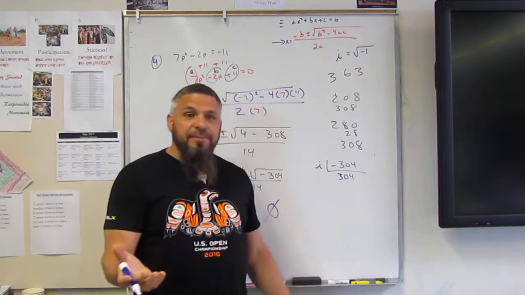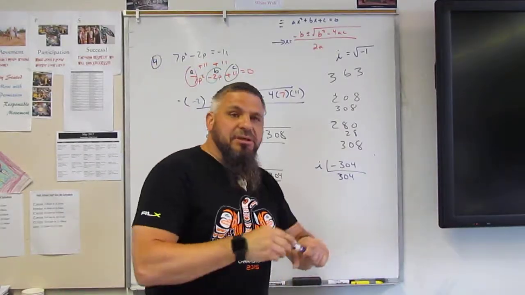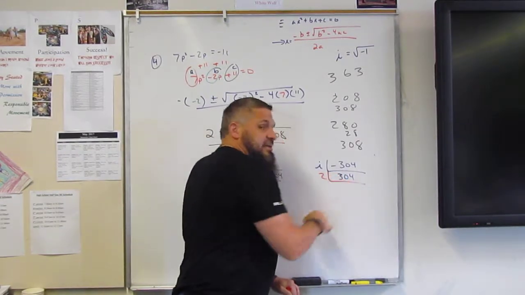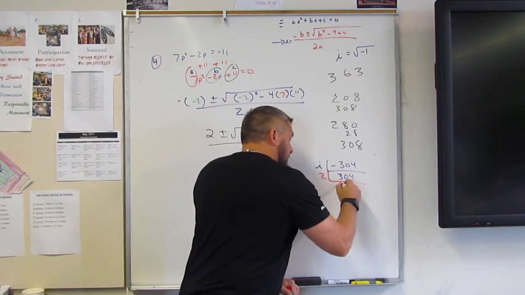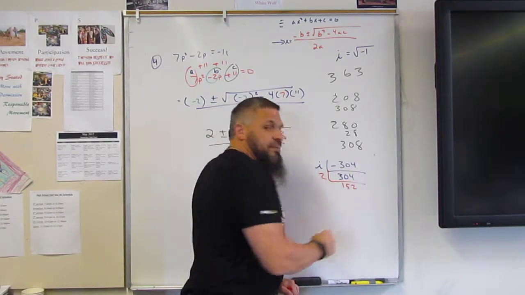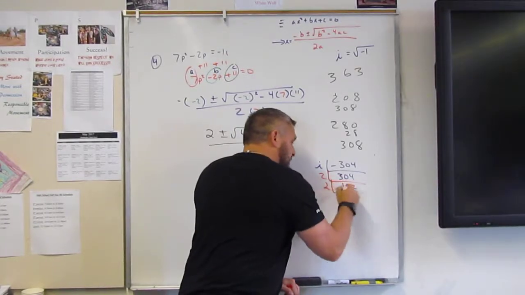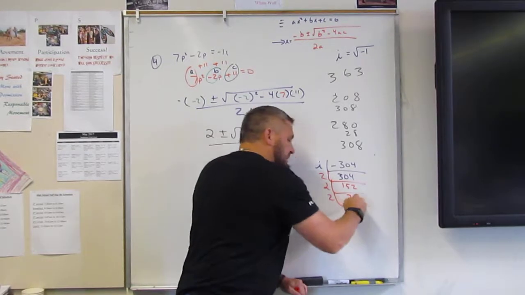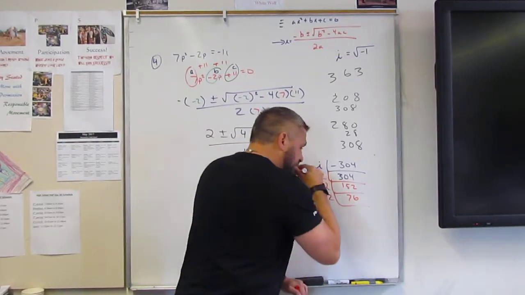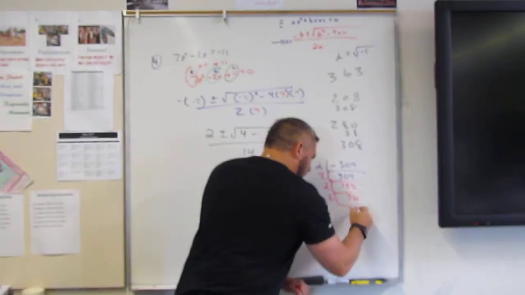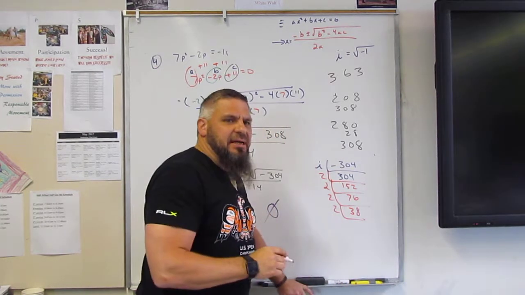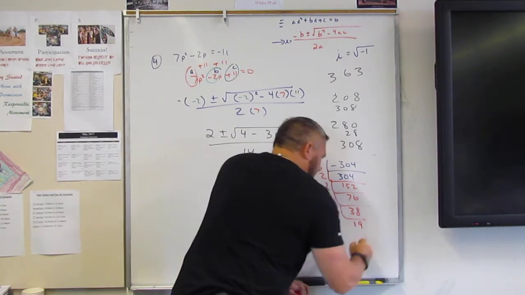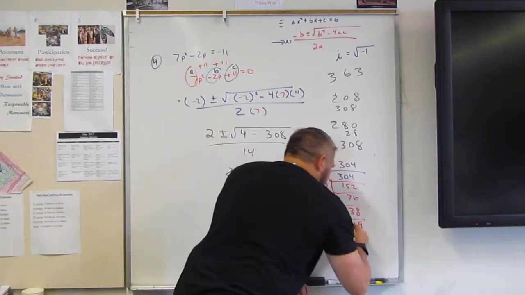And then remember all that stuff we used to do with the radicals? 2 goes into this how many times? It looks like 152. And 2 goes into this how many times? Looks like 76. And 2 goes into this how many times? Looks like 38. And 2 goes into this how many times? Looks like 19. And then nothing goes into 19 except 19.